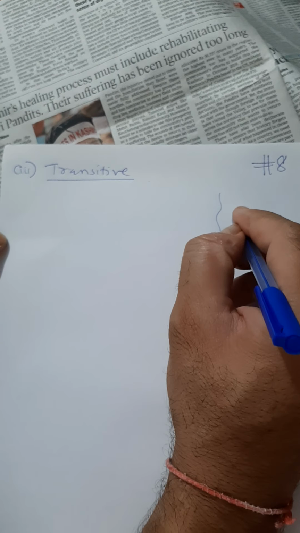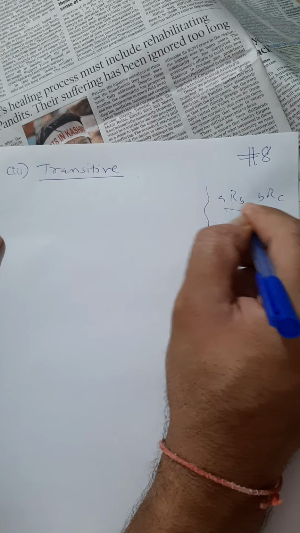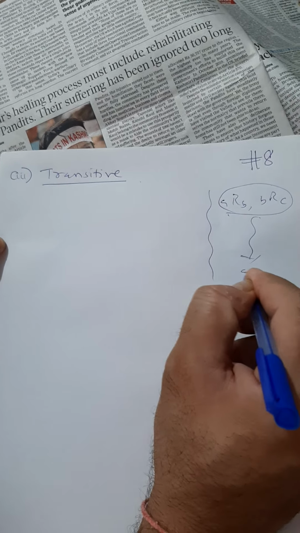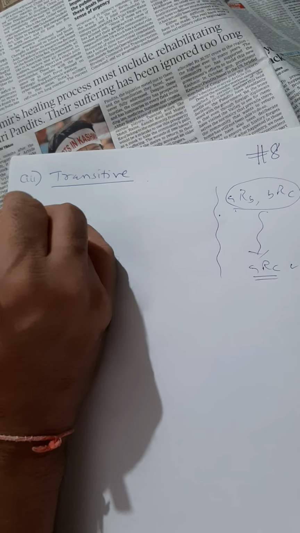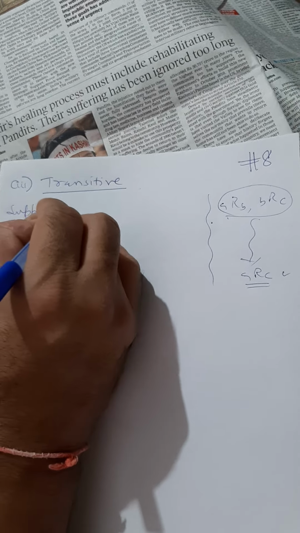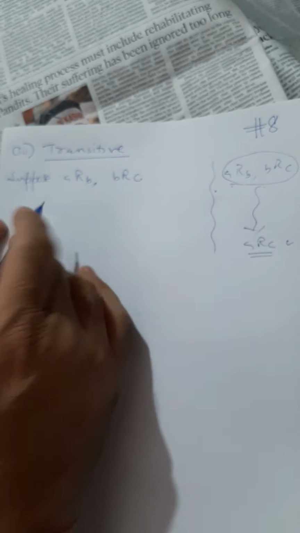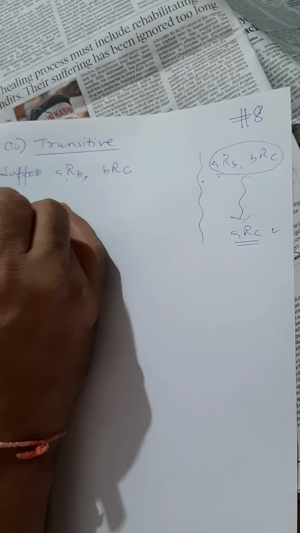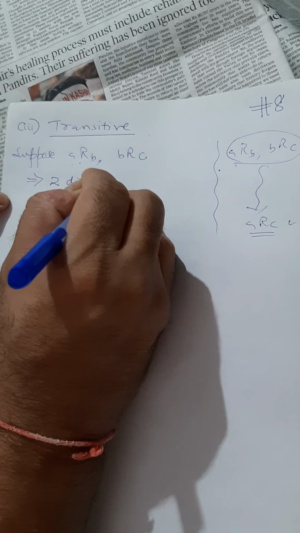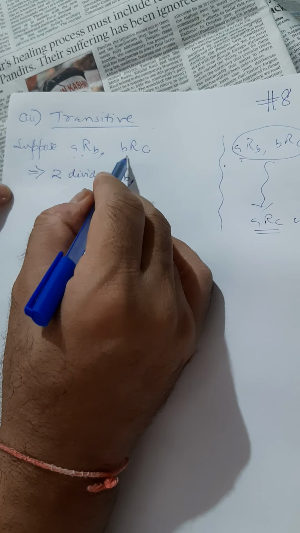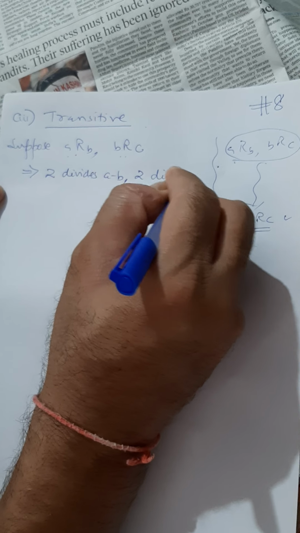So recall, for the transitive property you start with A related to B, B related to C. Use this and show that A is related to C. So we start with this. Suppose here A is related to B and B is related to C. What's the meaning of A related to B? It means by definition 2 divides A minus B. What's the meaning of this? 2 divides B minus C.